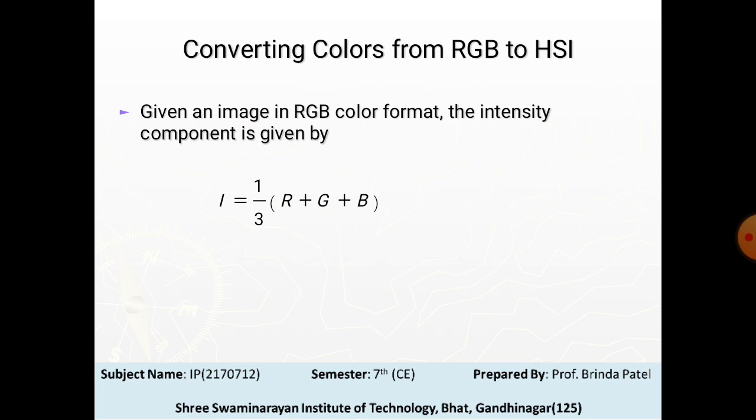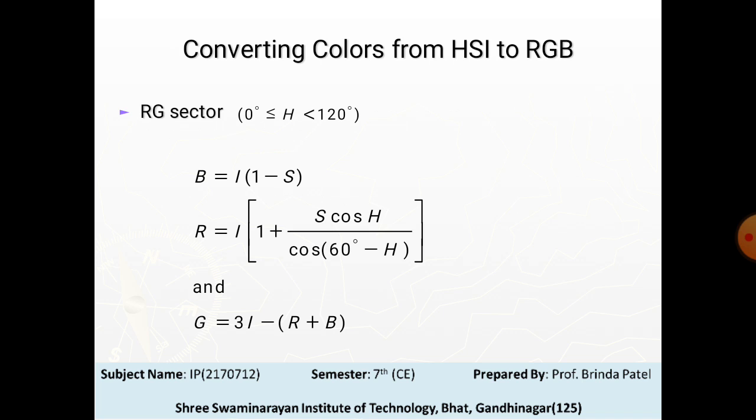So hue can be normalized to the range 0 to 1 by dividing by 360 degrees all the values resulting from this equation. The other two HSI components already are in this range if the given RGB values are in the interval of 0 to 1. So now converting colors from HSI to RGB. Given values of HSI in the interval 0 to 1, we now want to find the corresponding RGB values in the same range.